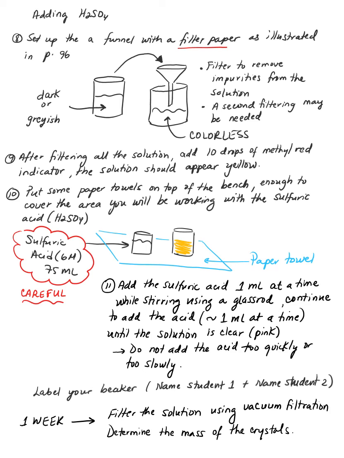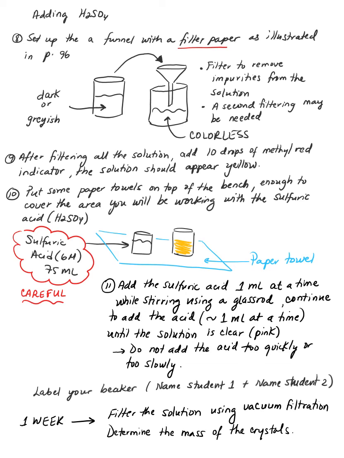Once the reaction is over, you're going to add now sulfuric acid. Before adding the sulfuric acid, we need to filter the solution so we can remove any impurities that are left behind after you add the potassium hydroxide to your beaker. So you need to set up your filter paper using a funnel, and you have your reaction. So you're going to filter your reaction through the filter paper that is in a funnel into a clean beaker.